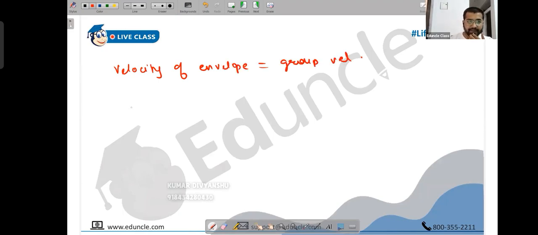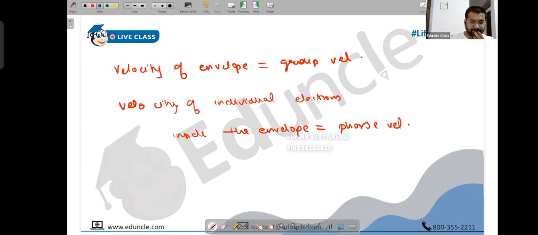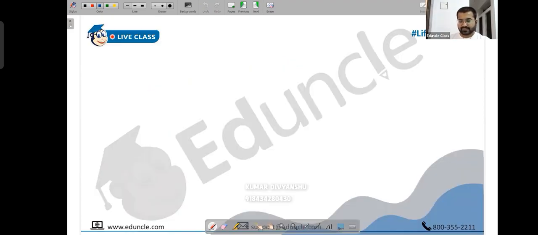Group velocity. Okay, and you can say the velocity of individual electrons inside the envelope, that is known as phase velocity. And I want us to confirm later whether phase and particle are the same or not, in the classical world. We will check that. Okay, next, let's proceed ahead. Now we will start with the mathematics. I've tried to give you a small idea of the physics of it. Okay, now let's understand the mathematics.